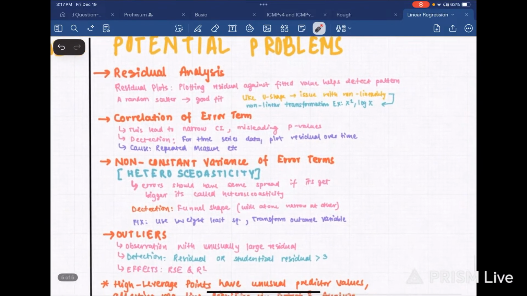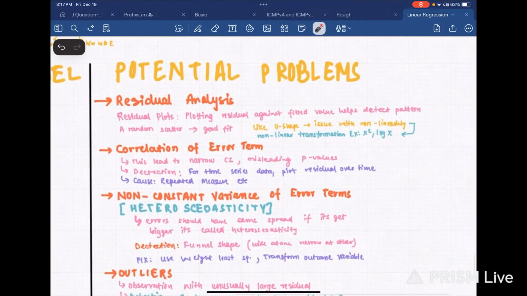After these problems, what we faced is, first, residual error analysis. In residual plots, residuals against fitted values help detect patterns. A random scatter is a good fit, while a U-shape indicates an issue with non-linearity. So we use non-linear transformations, for example x squared or log x.